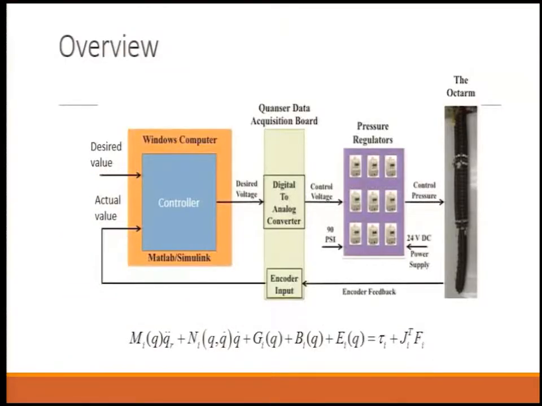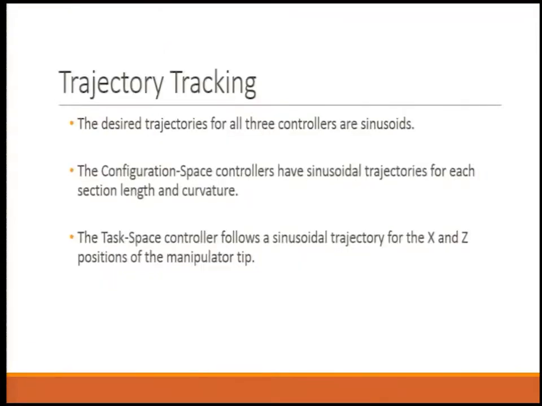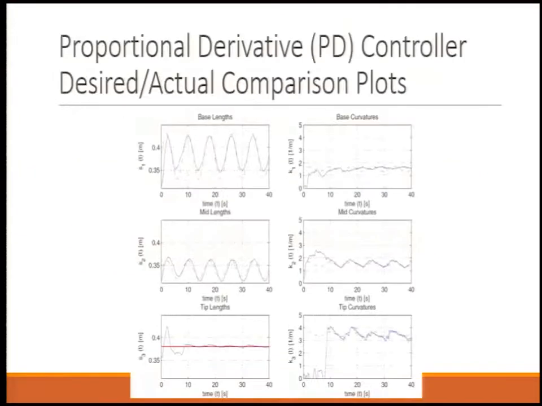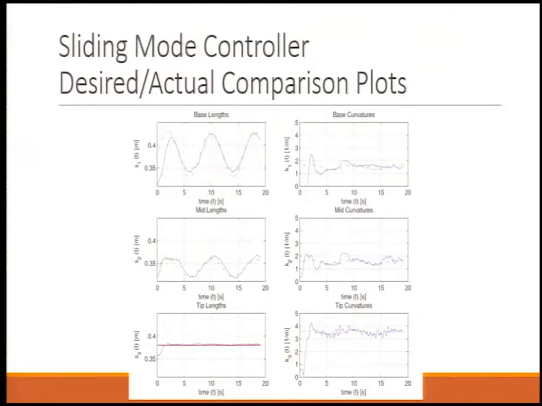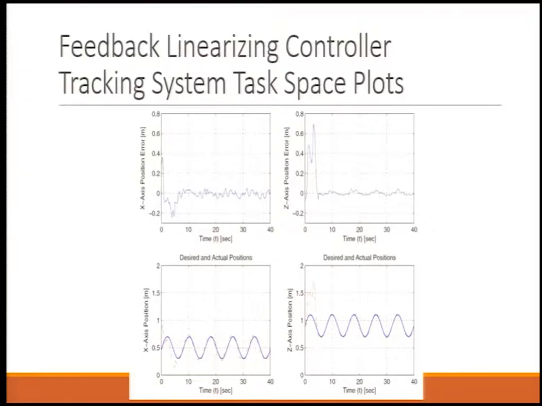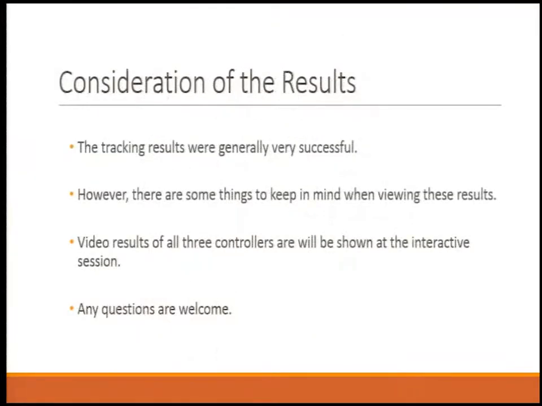The overview is we have this basic block diagram. Our controllers are based on the Lagrangian model. We track trajectories with simple error-based controllers. We have 3 results, and the results are generally pretty good. This is for the PD controller, for the sliding mode controller over here, and for the feedback linearizing controller. I have videos also to show at the interactive session if anyone is interested.